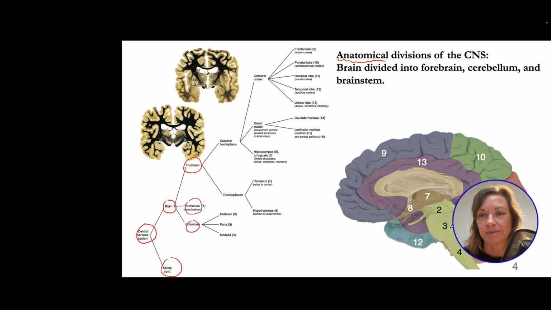There's a number of anatomical regions here numbered. If you want a little practice review activity of the brain, you could practice naming the anatomical division associated with each number.